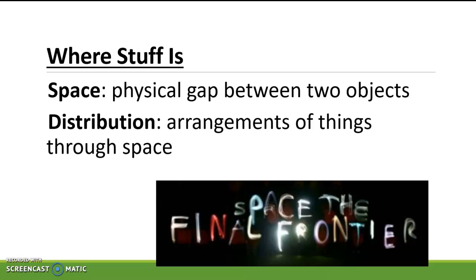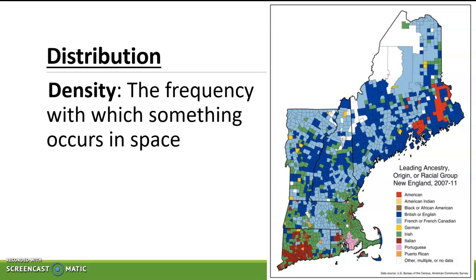All right, so where stuff is, looking at space and distribution. Maps are really important because they give us a sense of a physical gap between two objects, especially if we're trying to understand the differences in distribution between two areas. If we're looking at a map of the United States, for example, and trying to get a sense of political affiliation, or demographics in relation to ethnicity or socioeconomic status, we might be able to see some patterns across the country on the basis of that space and distribution.